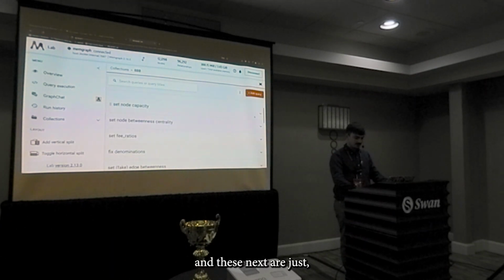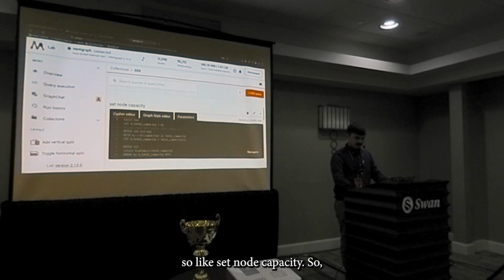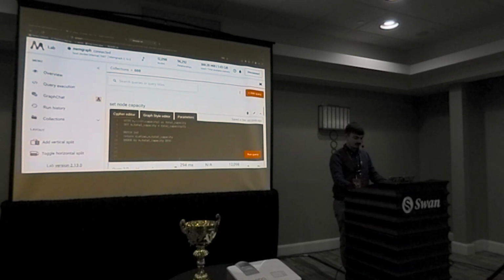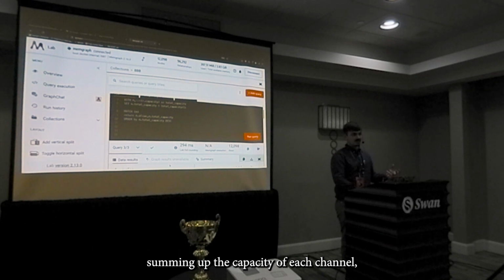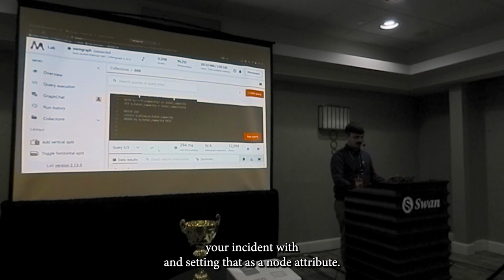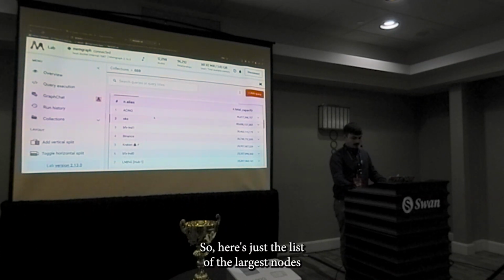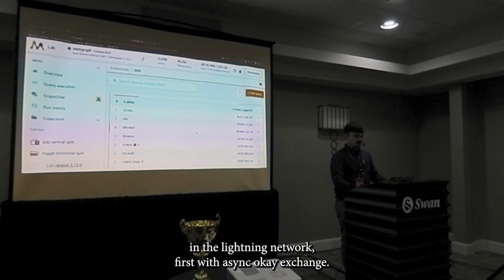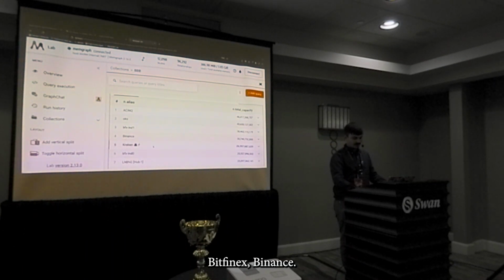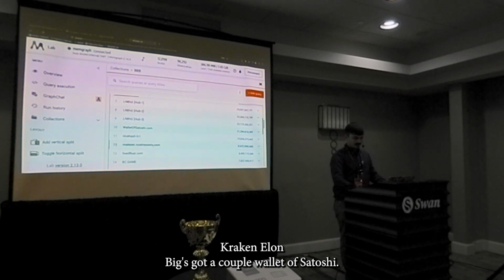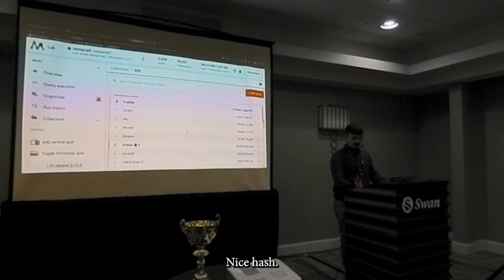And these next are just to set node capacity, summing up the capacity of each channel you're incident with and setting that as a node attribute. So here's just the list of the largest nodes in the Lightning Network. First with Async, OK Exchange, Bitfinex, Binance, Kraken, LN Big's got a couple, Wallet of Satoshi, Nice Hash, and how much capacity they have. So this is what, 464 Bitcoin.